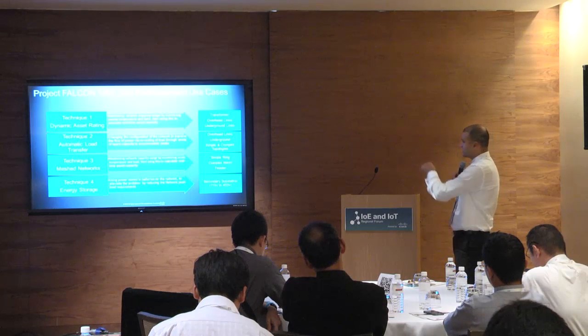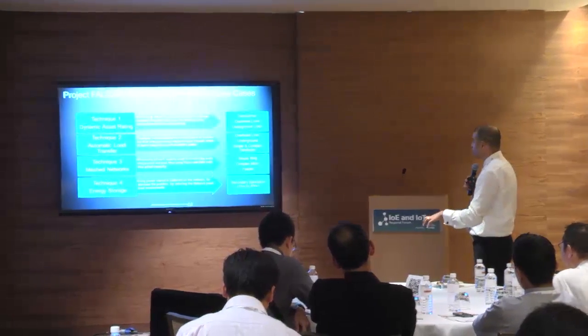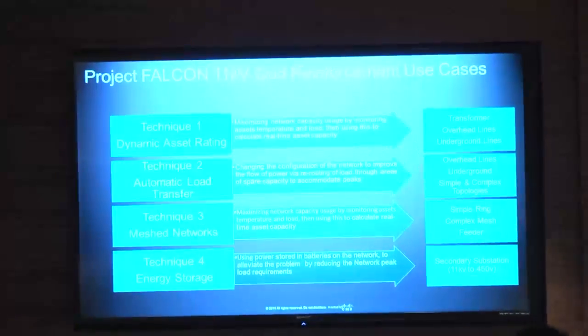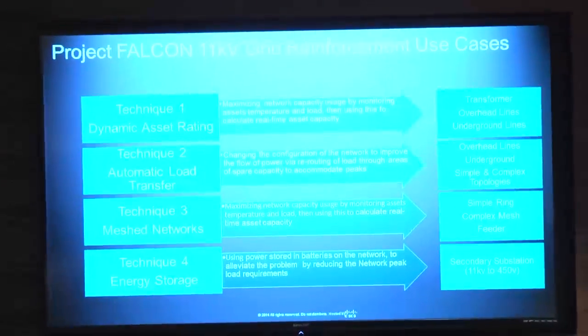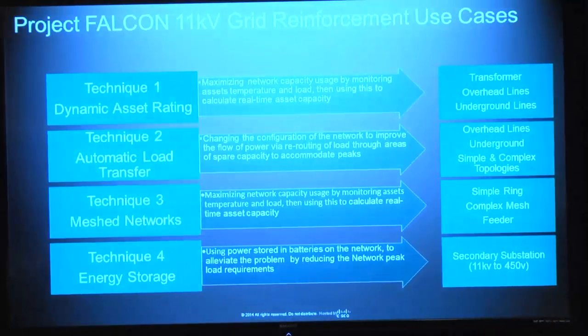Technique 2, change the configuration of the actual network. This is the electrical network, to improve the flow of power via the rerouting of load during different times of the day. As the peaks occur, reroute the power to a different part of the network.